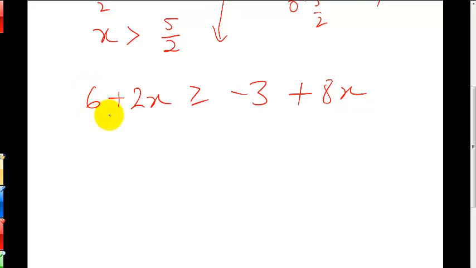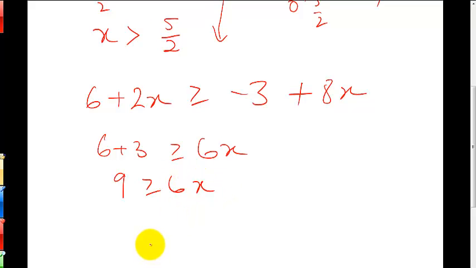6 plus 3 is greater than or equal to 8x take away 2x, which becomes 6x in other words. So you get 9 is greater than or equal to 6x. And then divide by 6. Does the symbol change? No, it doesn't. You divide by a positive.